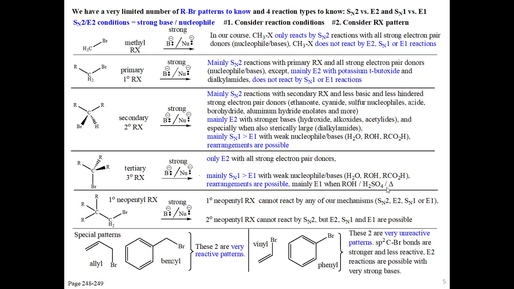So they will occur, and again, we're just going to mainly use water and alcohol for those two. That'll be pretty easy. They ionize first, and then we'll say that SN1 is the main product over the E1 product, except for one exception. That'll be when we have alcohols and strong acid with heat. In all of these reactions, rearrangement is possible, and that makes it a little more complicated. Remember, neopentyl doesn't react by anything, no mechanism. Allyl and benzyl patterns are very reactive by all four mechanisms, and vinyl and phenyl are very unreactive by all four mechanisms. So just extra little details to keep track of.